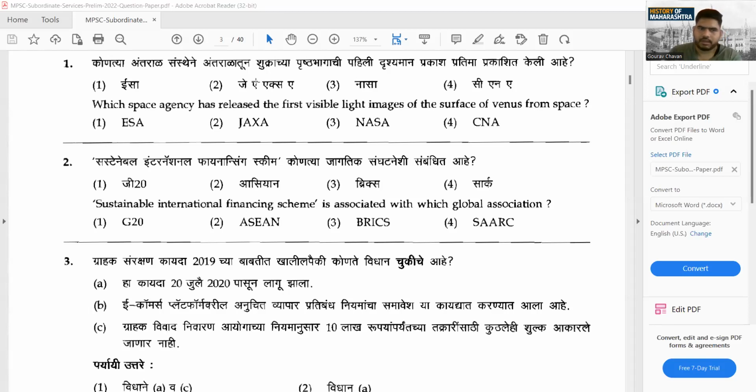See the first question: which space agency has released the first visible light image of the surface of Venus? Now see what they have asked. The surface of Venus, and which was supposed to be the first space agency to do so. Now, why did this question come? Because last year ISRO pronounced something, or ISRO in its course of action talked about Shukrayan.